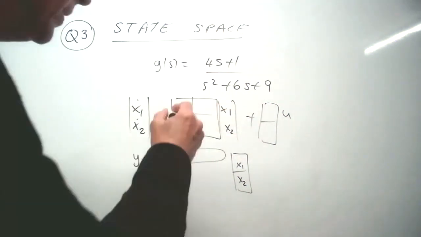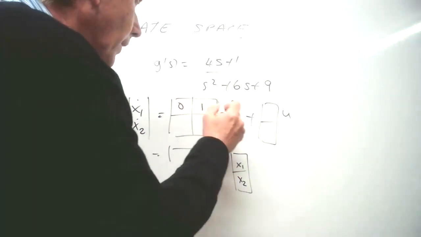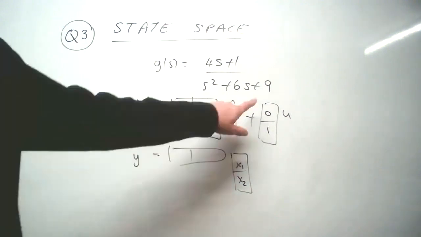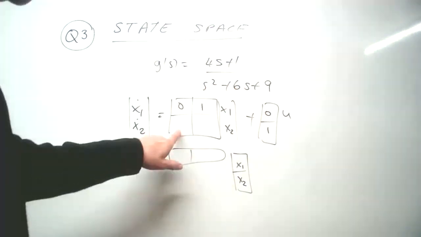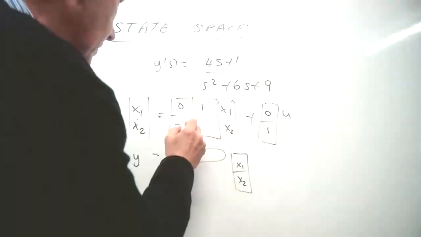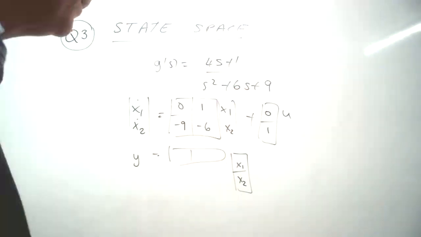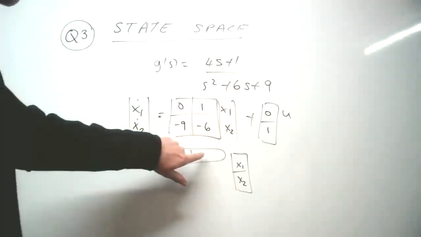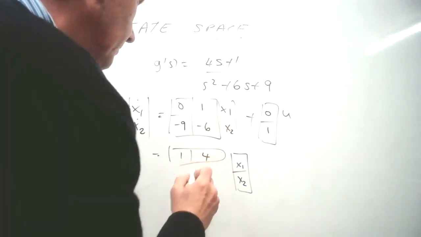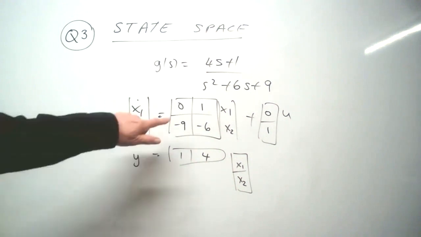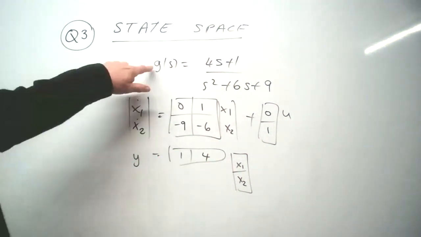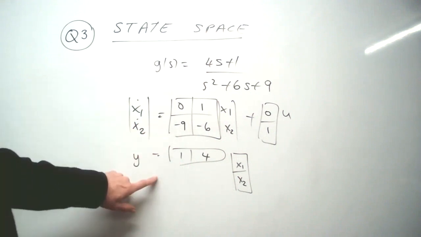And in companion form, what we do is we put a 0 there, a 1 there, a 0 there, and a 1 there. And then these numbers here go in there in reverse order with negative signs. So it becomes -9 and -6. And these numbers here go in there in reverse order. So it becomes 1, 4. And so bingo, you can go from your transfer function to state space.